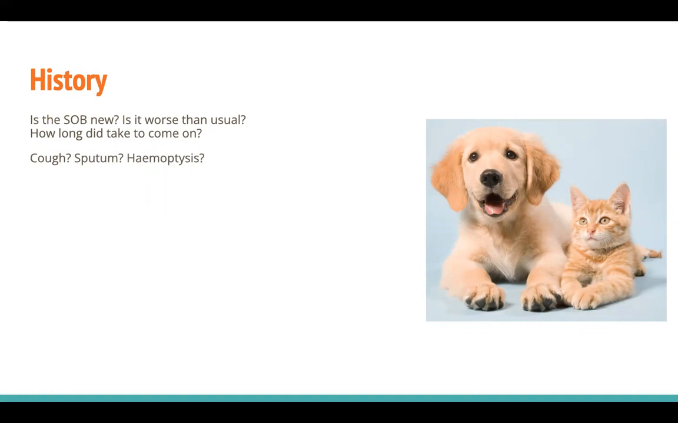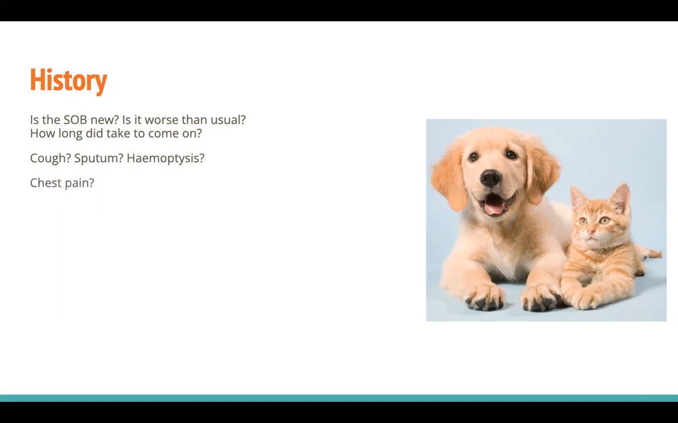If it's productive, then what colour is the sputum? How much sputum are they making? If it's not a new cough, then how has it changed? Perhaps the colour or the quantity of sputum has changed from previous. It may have been clear, now it's coloured. Does the cough only occur at certain times of the day? For example, is the cough only there at night time? Is there any evidence of hemoptysis? Is there any blood within this sputum?